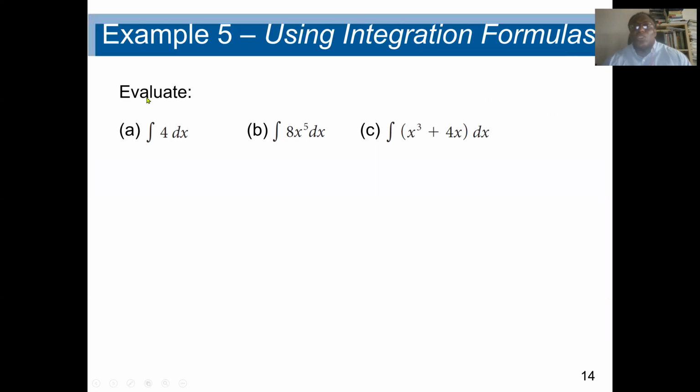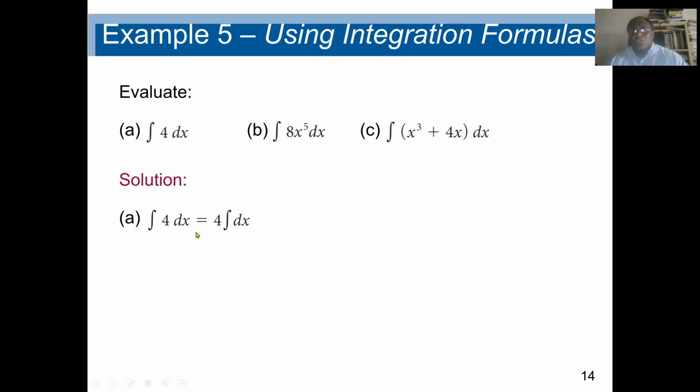So now we're going to solve a few problems using the formulas we just saw. So I'm looking for the integral, or antiderivative, of 4 dx, where we know that the derivative of a constant value is always 0. How do I get to 4? That means I have some x. So the derivative of 4x is 4. So here I can say my answer will be 4x plus c.